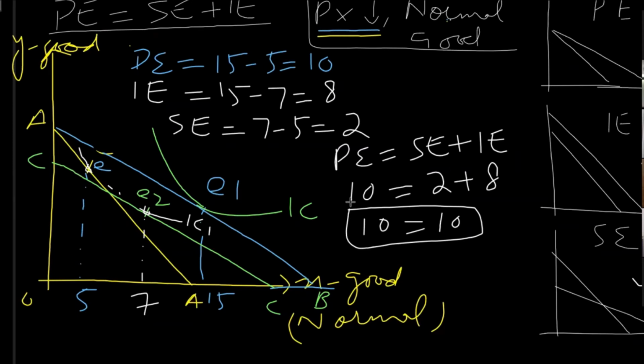For in case of inferior goods, this equilibrium will just change. All other things will remain the same as we have shown in this graph. Only equilibrium E1 will shift somewhere at this point.